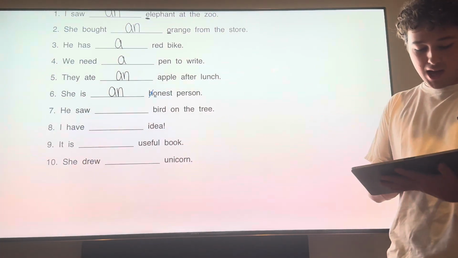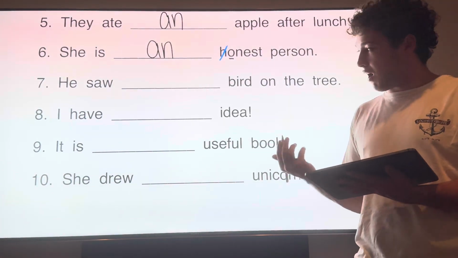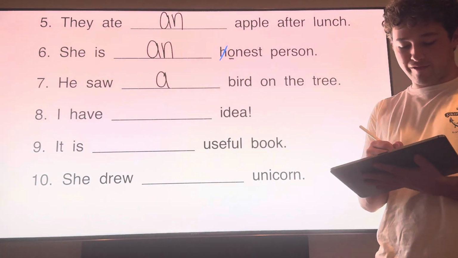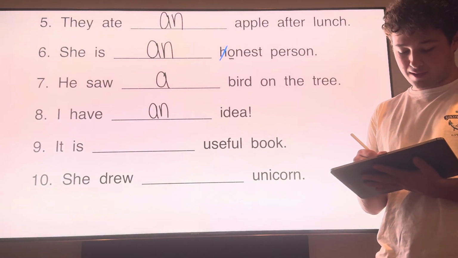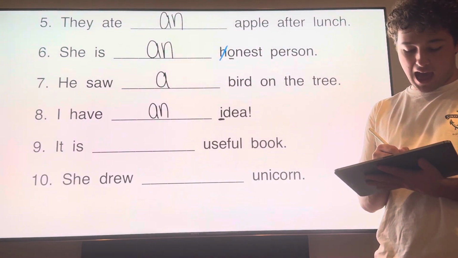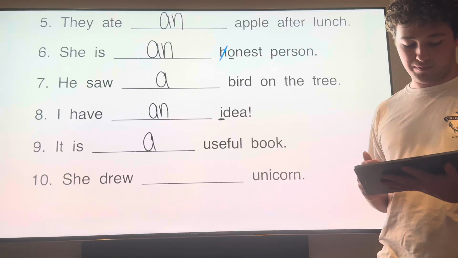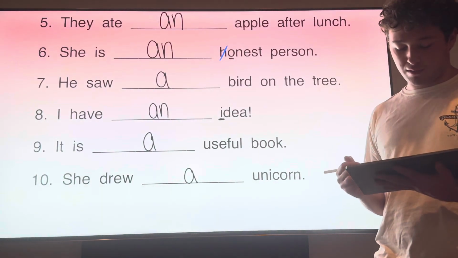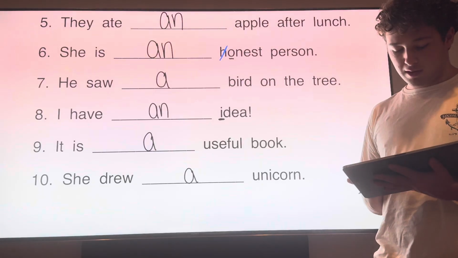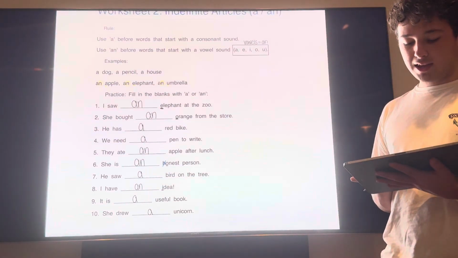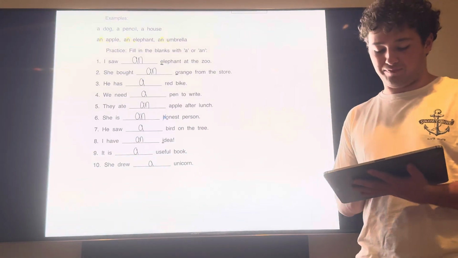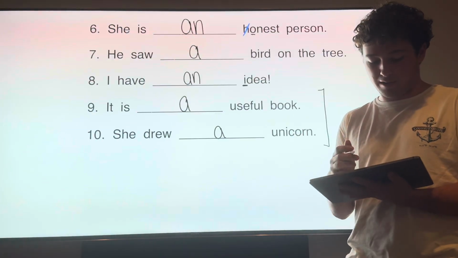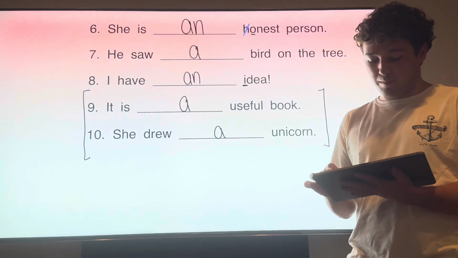Let's keep going. Number 7, he saw a bird on the tree. I have an idea. It is a useful book. She drew a unicorn. Now, these are different. These 2 down here are important.